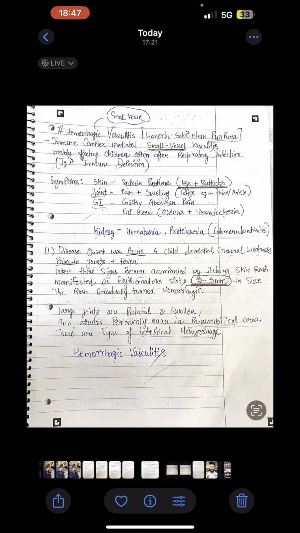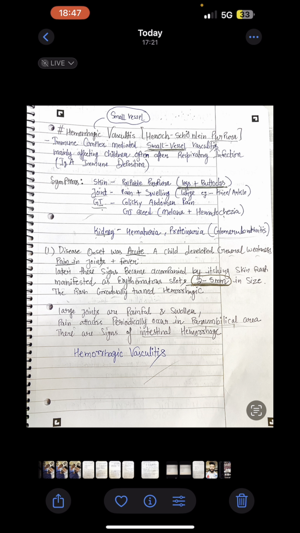So let's go next. Next is hemorrhagic vasculitis, which is also known as Henoch-Schönlein purpura. Hemorrhagic vasculitis is a small vessel vasculitis. So it is an immune complex mediated small vessel vasculitis, mainly affecting children, often after a respiratory infection. So it will cause IgA immune deposition. Symptoms, let's say skin, joint and GI symptoms or kidney symptoms will be there, because it is affecting the small vessels. The kidney has small vessels, so there will be kidney problems. Some of the GI parts have small vessels, so they will have GI problems. Let's see the case study.